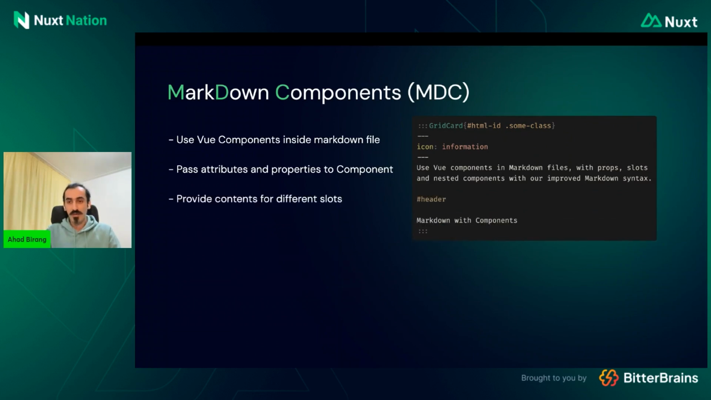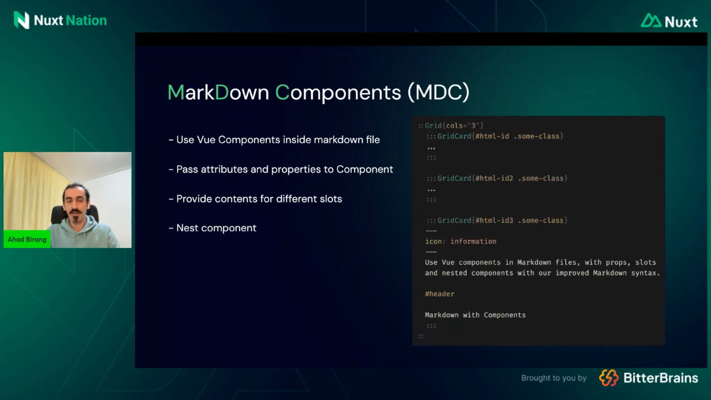Also, MDC allows you to pass different slots, the contents to different slots of your components, just like what we used to do in the Vue. And also nesting components inside each other. MDC has lots of more features, which can, for example, using MDC, you can add attributes to native Markdown syntax, like links.